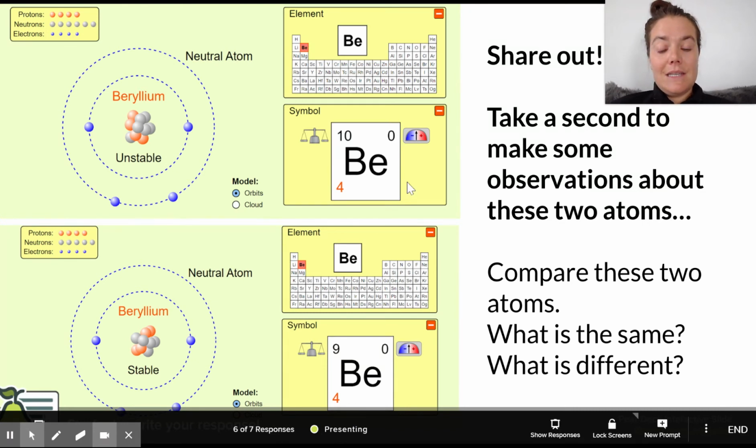Some things that are different: we notice that this has 6 neutrons and this only has 5 neutrons. This has a mass of 10, and this has a mass of 9. This one is unstable, and this one is stable. The only thing that changed is that this has 1 more neutron than this one.